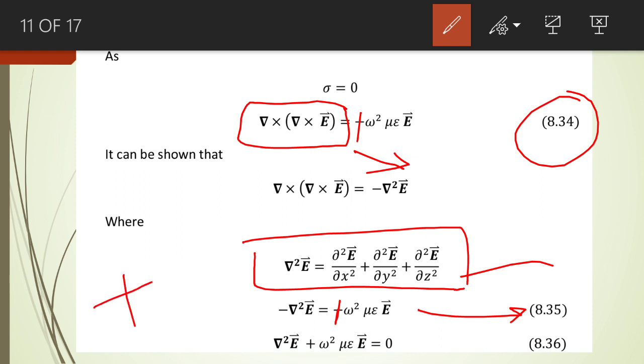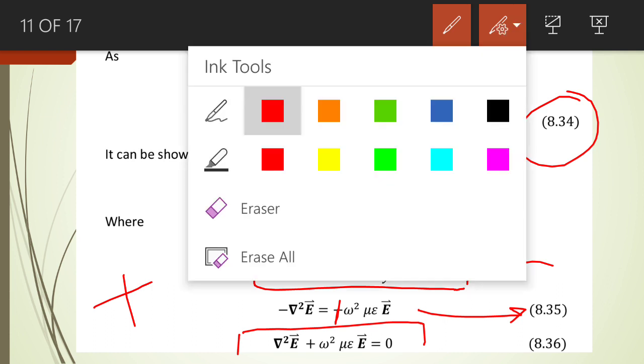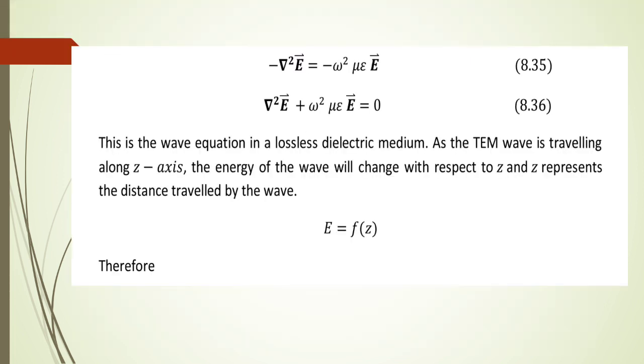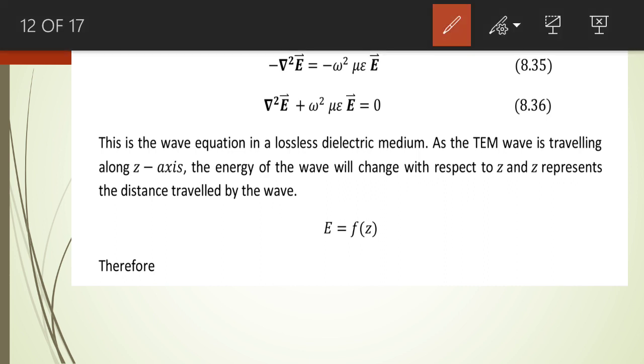Okay, so if we rearrange equation number 8.34, we get equation number 8.36, right? And this equation is known as the wave equation. So this is the wave equation in a lossless medium.